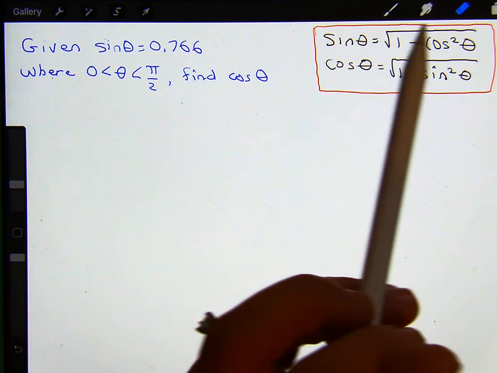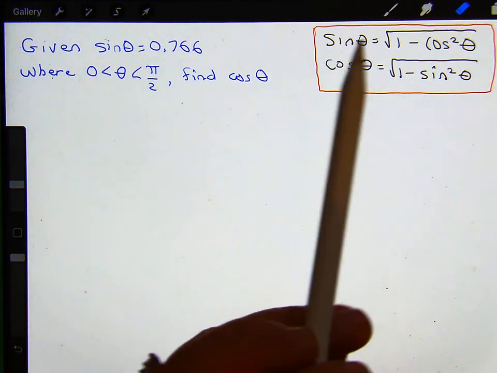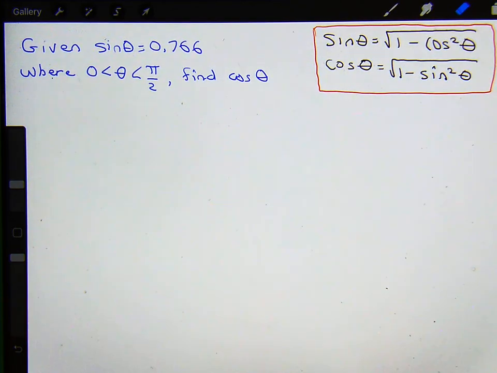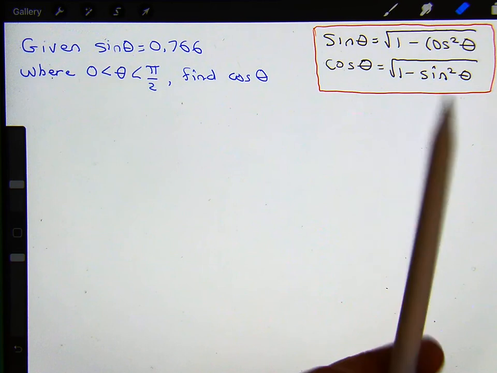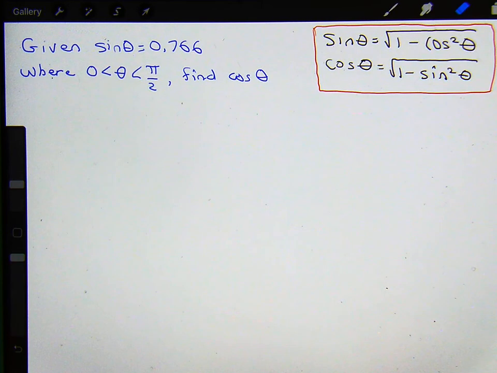So we're going to be using this formula here. If you need to go back and watch that video regarding the Pythagorean identity, please make sure you do so. Otherwise, I do have them. And again, it's basically just the Pythagorean theorem of looking for c, but in this situation, it's sine or cosine.